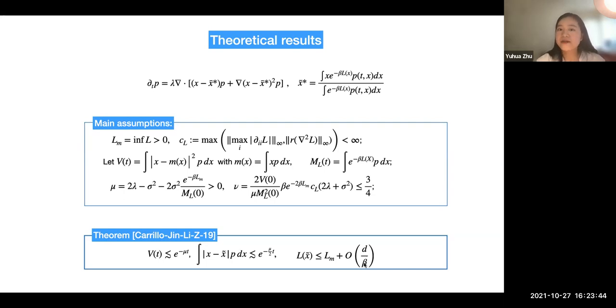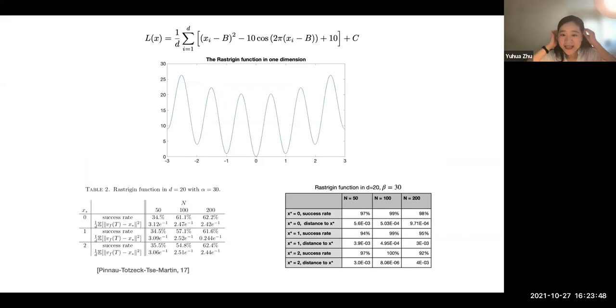So this is the theoretical result we proved for this algorithm. And here are some results. First let's look at the loss function. The loss function has a global minimum at zero. All the local minima are very close to zero. It's a very non-convex loss function. And we are going to do it in 20 dimensions. This is a picture in one dimension.